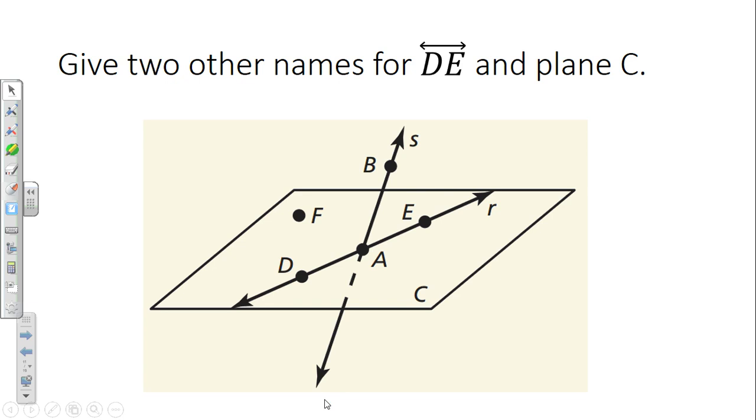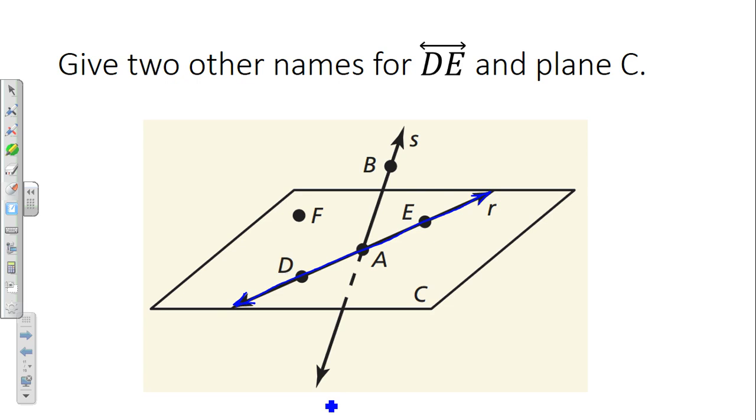When I want to give two other names for, what does that symbol mean? Line, okay? We remember that from Friday and from Thursday. Line DE. Okay, so we want to give two names for line DE. So what do you think? I'm going to highlight it first or color it. I'm going to color it blue. This is line DE, the line that goes through points D and E.